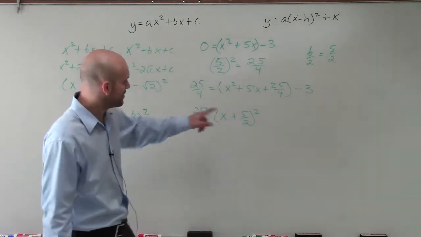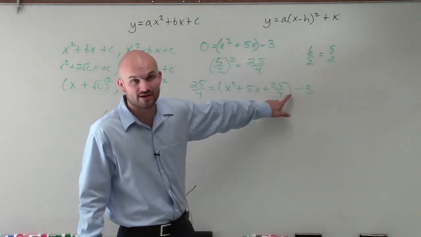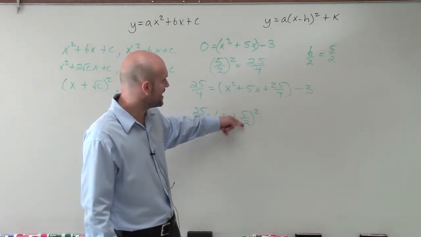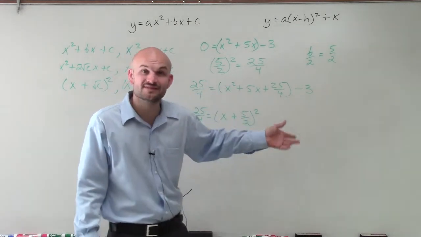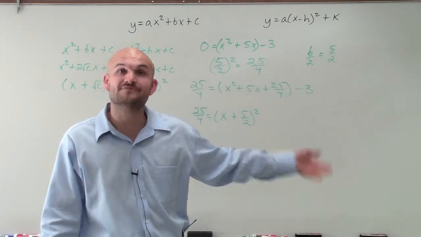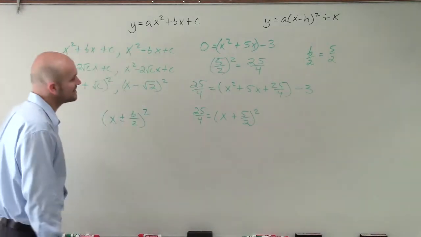And I can just go and double check my work. Does 5/2 times 5/2 give me 25 over 4? Yes. Does 5/2 plus 5/2 give me 10, or give me 5? 5/2 plus 5/2 gives me 10/2, which is 5. So therefore, that is a way to work.